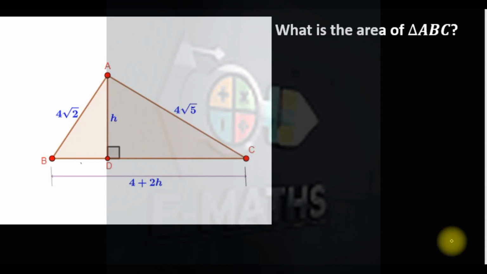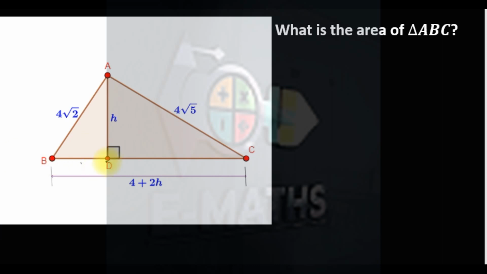Okay, we're asked to find the area of triangle ABC. Looking at this diagram, the question is very tricky because if angle BAC were 90 degrees it would have been easier, but they gave us only this angle to be 90. So what we have to do is partition this into two triangles.